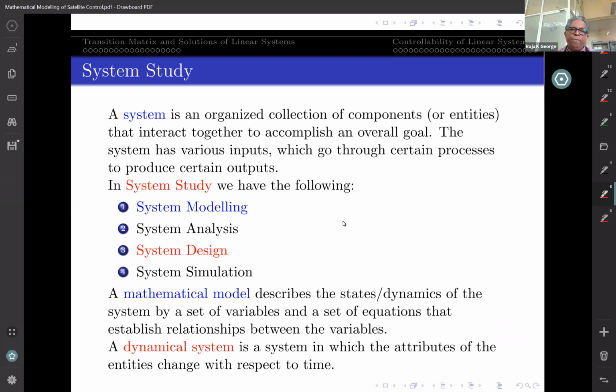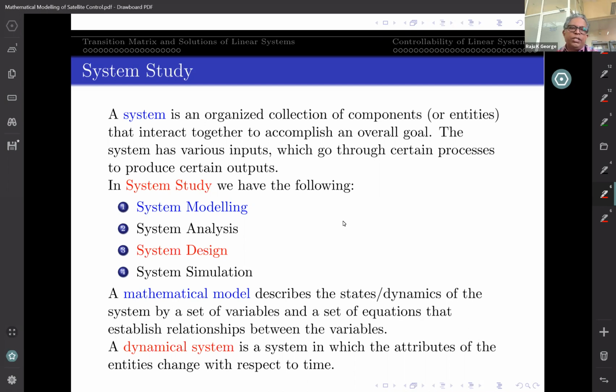And in system study, the major tasks involved are, one is system modeling. So we need to model the system. Another one is system analysis. Analyze the system with respect to its behavior, in terms of time, in terms of various inputs, in terms of various environments. And also in the system study, one is concerned with the system design. If a system is not performing to the level which we need, we have to change the components, we have to redesign the system. So system design is also important in the system study.